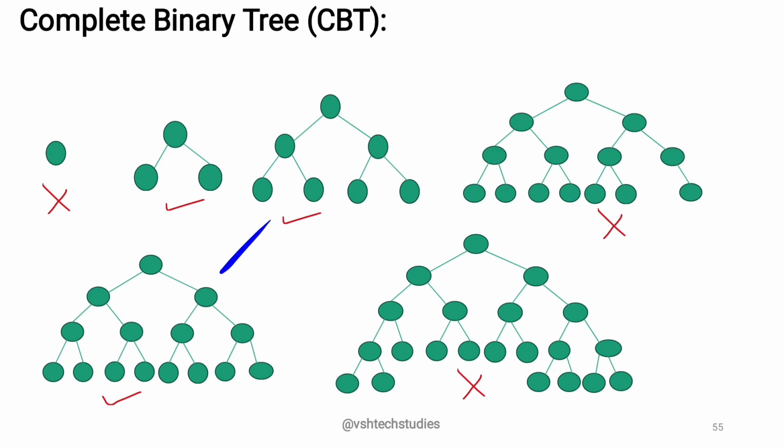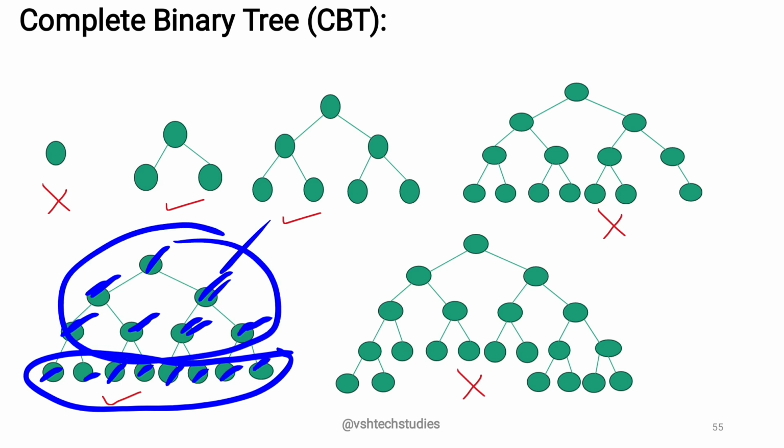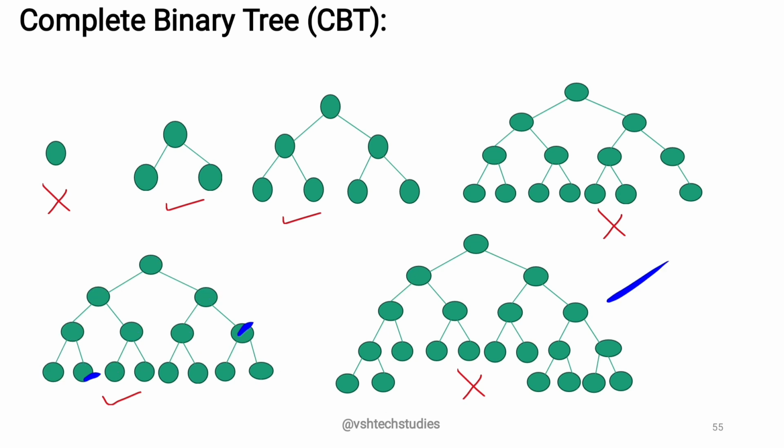If you take up this tree, all these are leaf nodes, and the remaining are internal nodes. This has 2 children, this has 2 children, this has 2 children, this has 2, this has 2, this also has 2, this also has 2. All the internal nodes have 2 children, and this level is also filled, and hence it is a complete binary tree. This example, if you consider, is a very unique example.